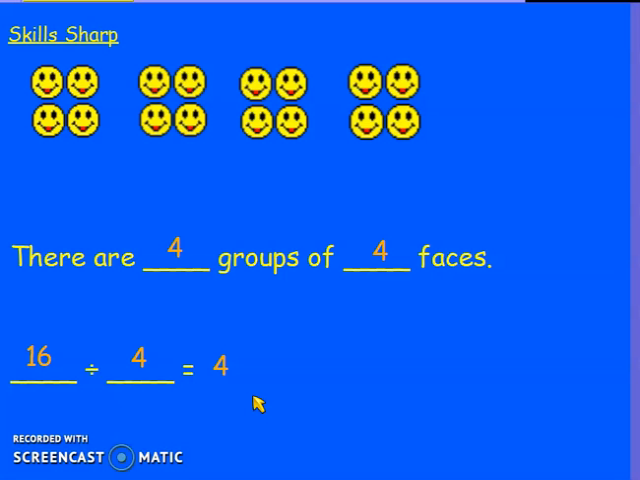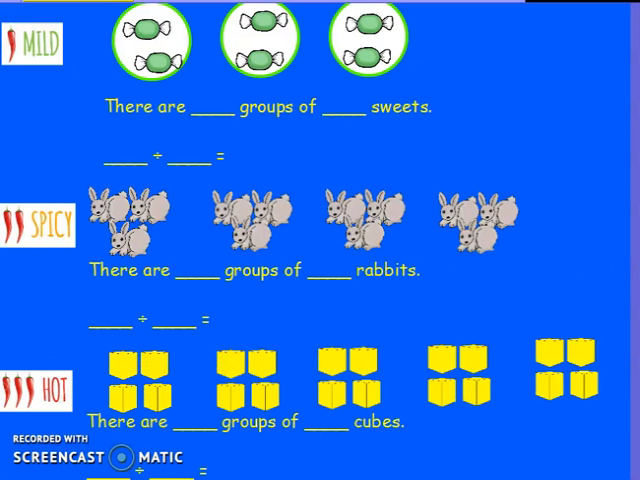You can pause that there if you'd like to have another look. If you feel confident with this, get ready for an independent challenge. On the screen, you'll see your mild, spicy and hot. Pause the video there, see if you can complete the sentence and write the division fact. Press play when you're ready to mark answers.